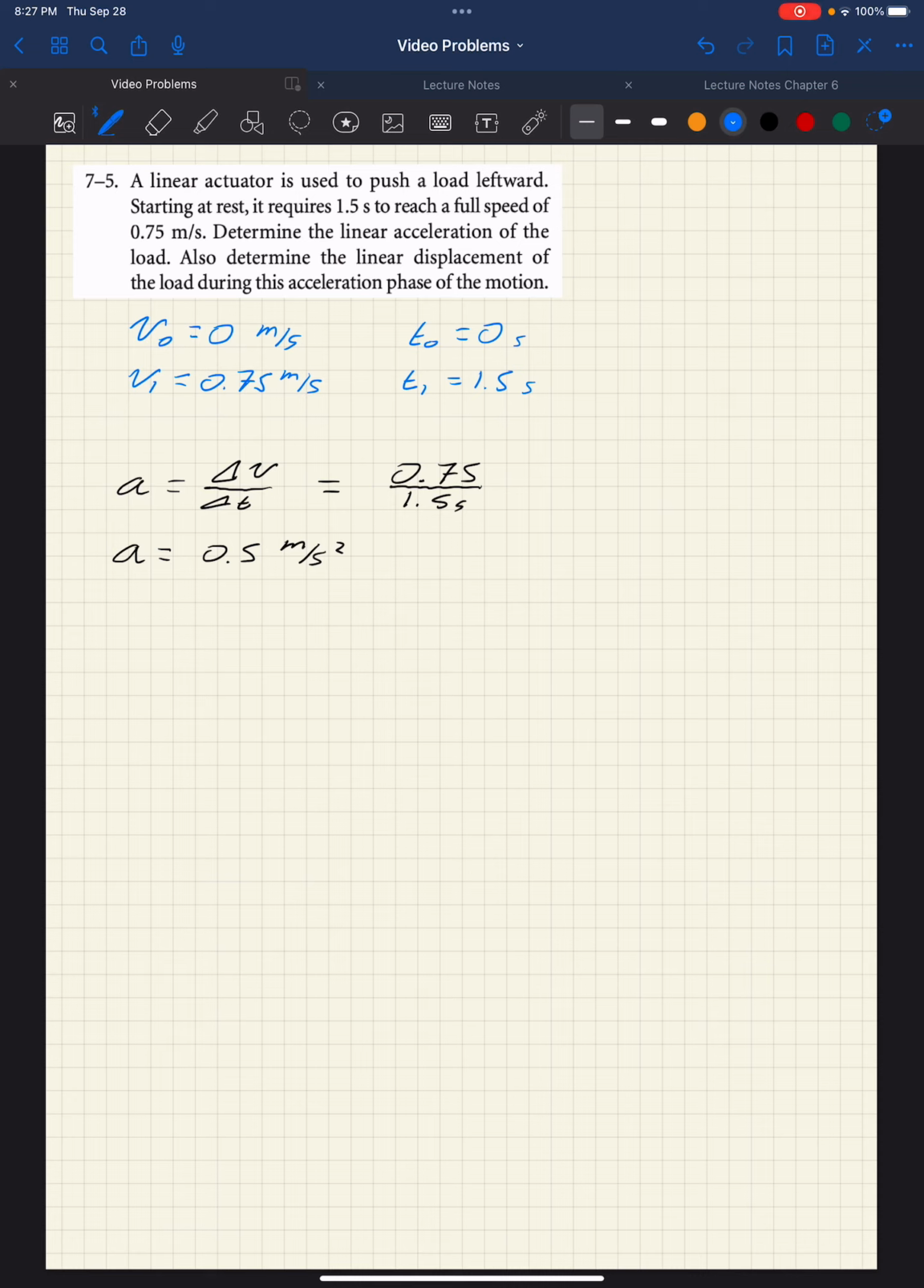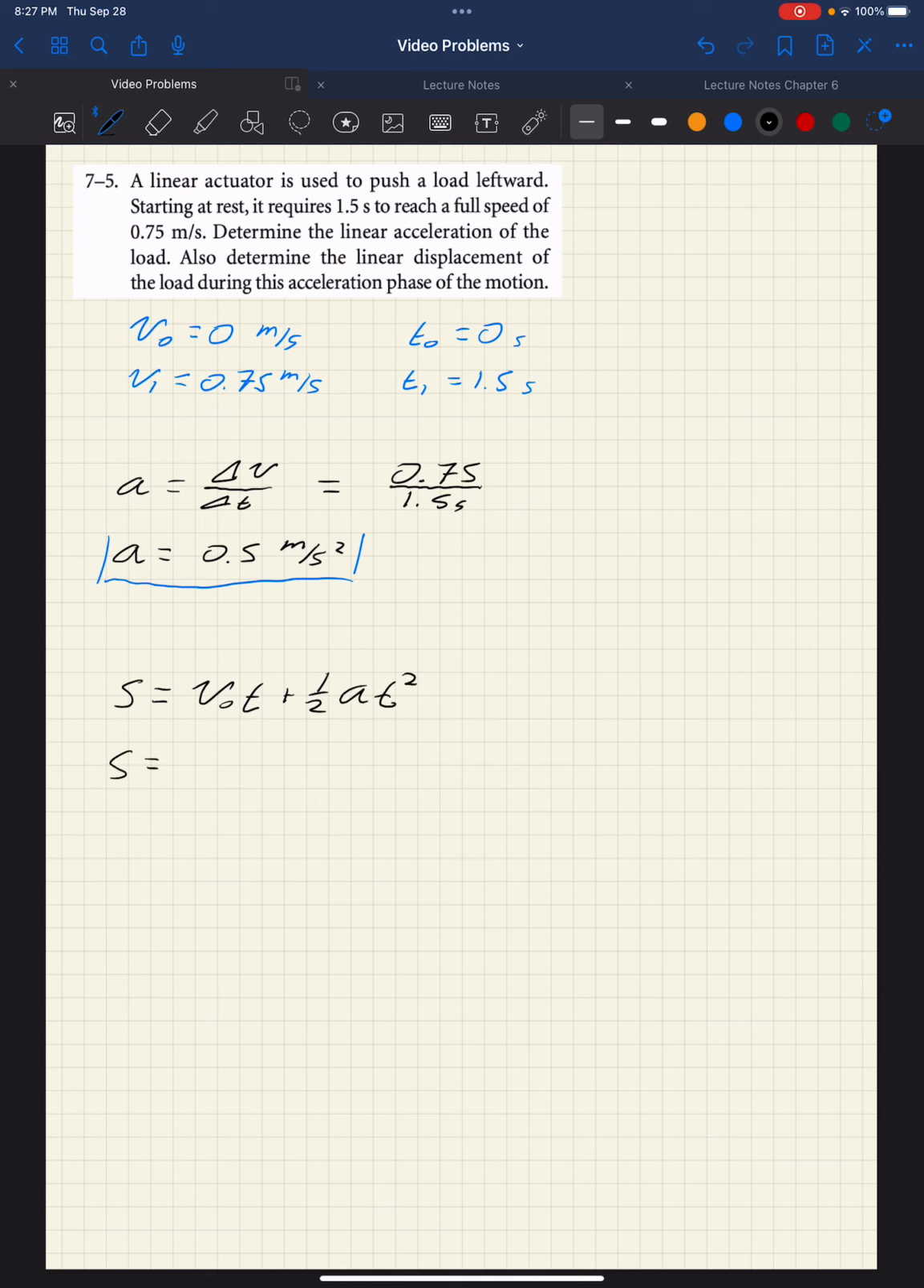So this is our constant acceleration as the linear actuator increases from 0 to 0.75 meters per second. All right, now let's find the overall displacement. So we can use the formula: displacement is equal to V naught times T plus 1/2 a T squared.